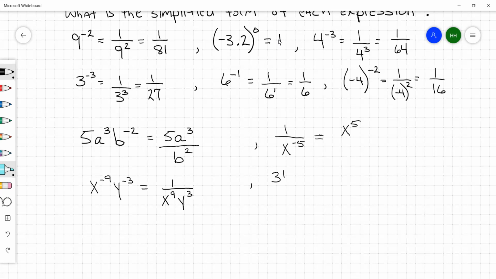If we got 3b to the 4th over n to the -2, again, the 3 is to the first power, but it's implied, so it stays in the numerator. The b is to a positive power, so it stays in the numerator. The n is to the -2 power, so it has to move to the numerator. And when you do that, the power becomes positive. So there's your simplified form.